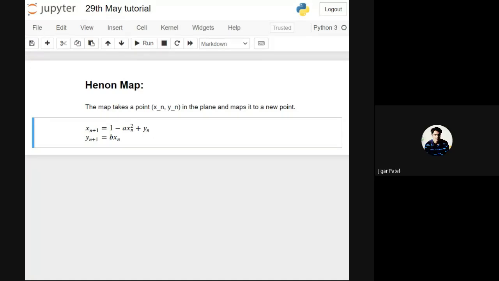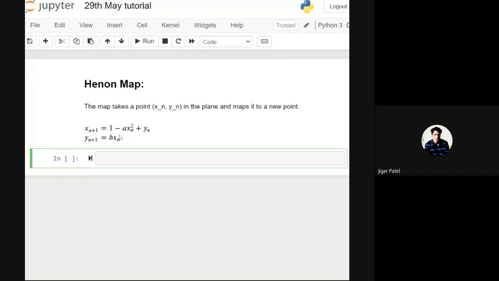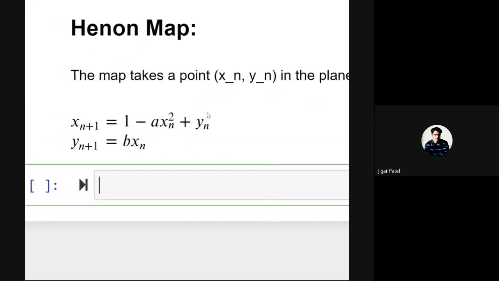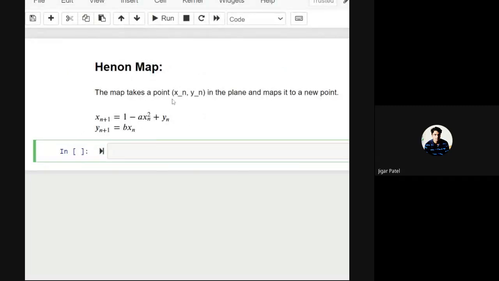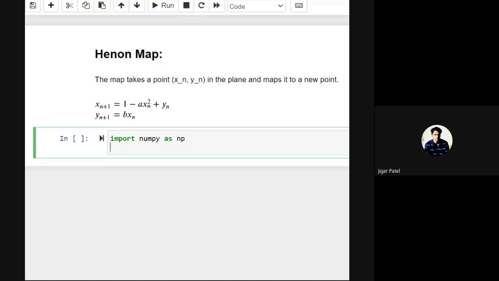Yeah, so for the Henon map, these are the iterative equations. The map takes a point (xn, yn) in the plane and maps it to a new point from these equations. So okay, let's just create a basic map. First, you start with importing NumPy, and then matplotlib.